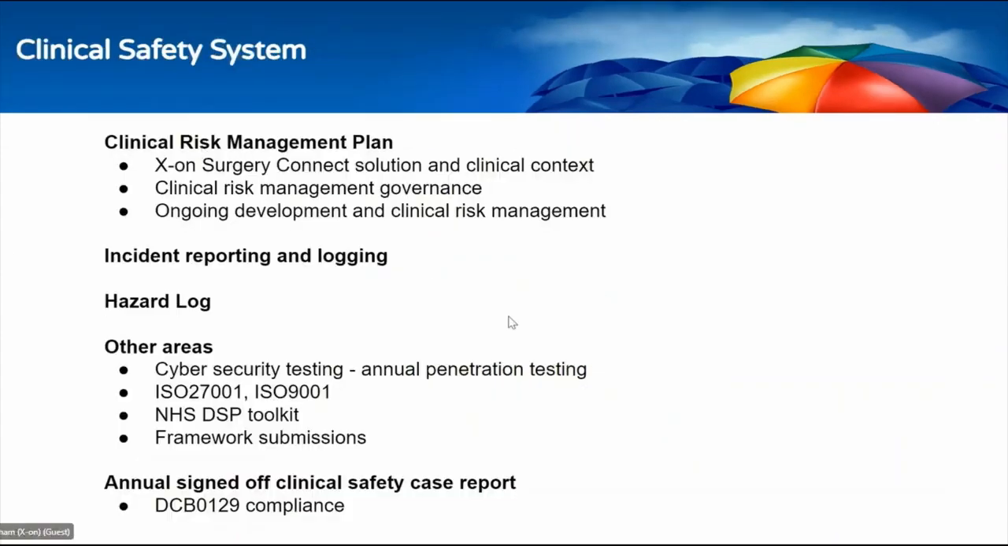So the main headlines that make up our clinical safety system, we have our clinical risk management plan. And really that has the key activities in there and details on our approach and really a process that we're sticking to, all about the clinical safety. And we have a standard incident reporting and logging. Again, these are all very standard things that we put in place. And our ongoing hazard log, I'm going to talk a bit more about that shortly.